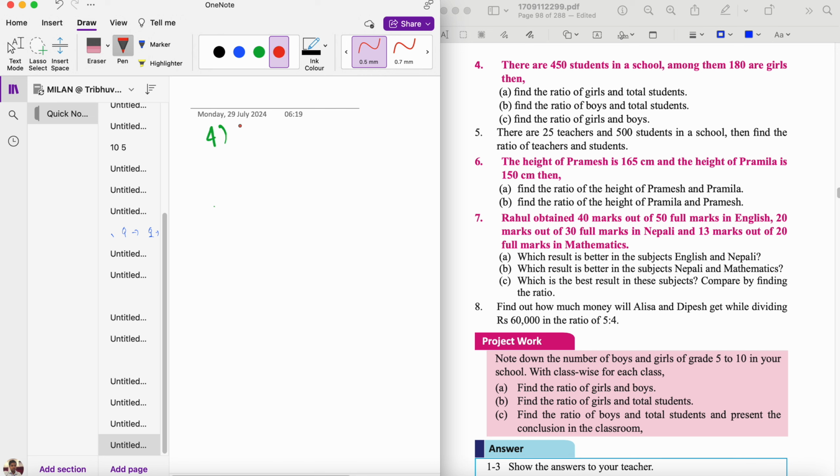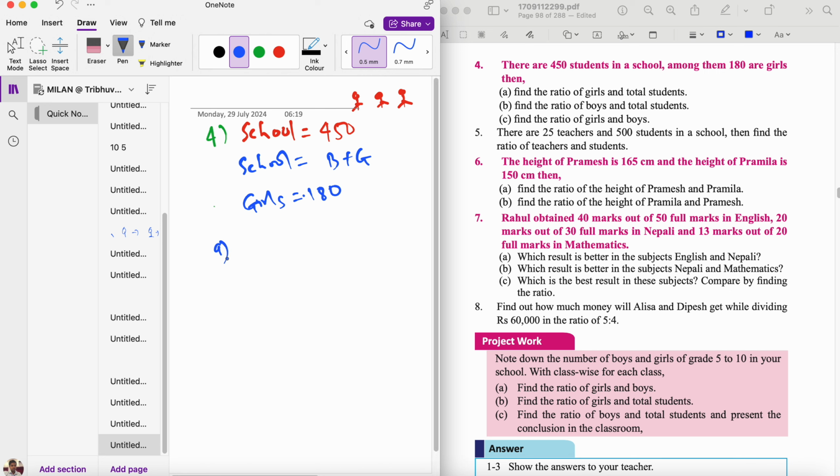Let's suppose there are 450 students in a school. The school has a total of 450 students, okay? And what is the composition of the school? Boys plus girls, always. And the girls in the school are 180. Then question A is: find the ratio of girls to total.